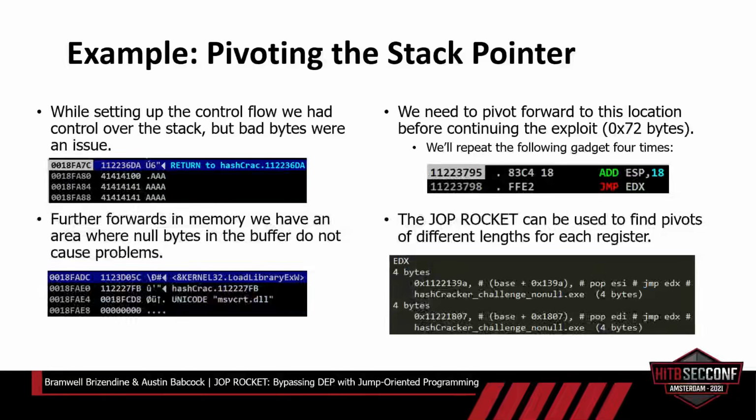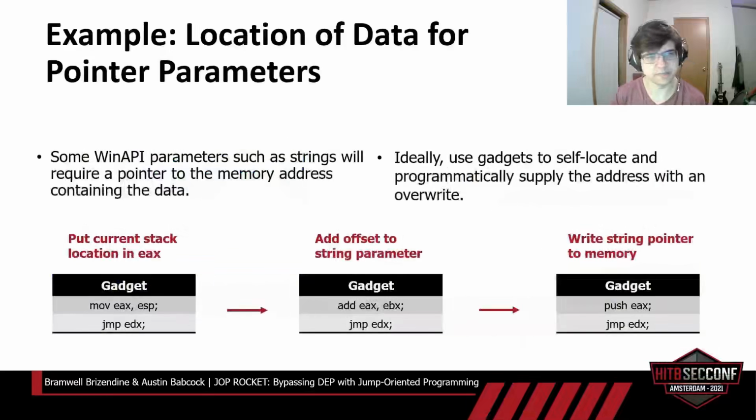So what we can do is pivot ESP forwards to our second copy of our payload where those null bytes are no longer an issue, and then we can pivot 72 bytes and perform the rest of our exploit without worrying about those.